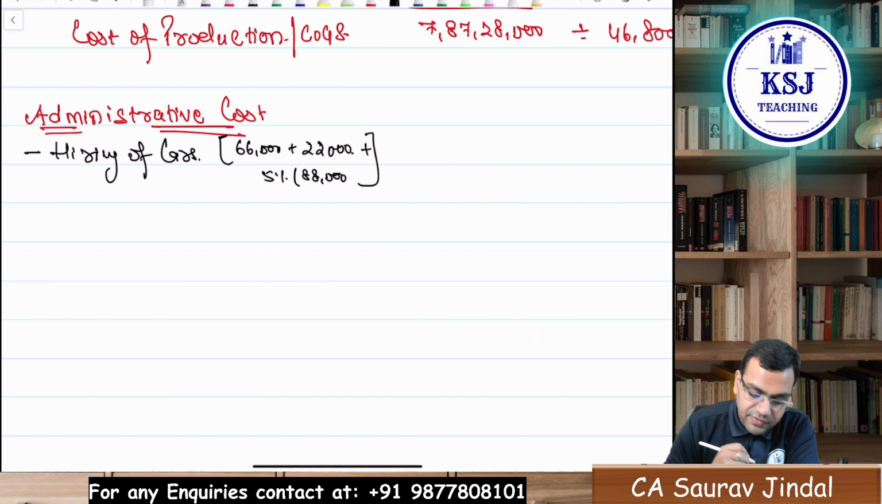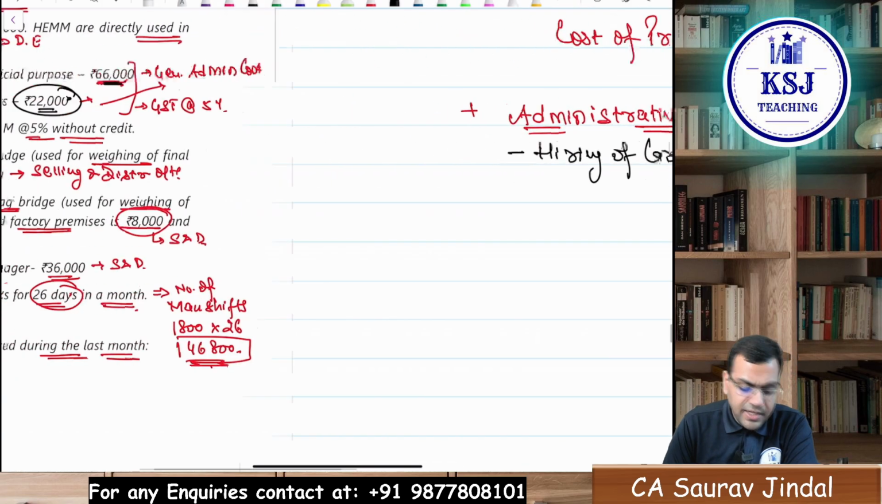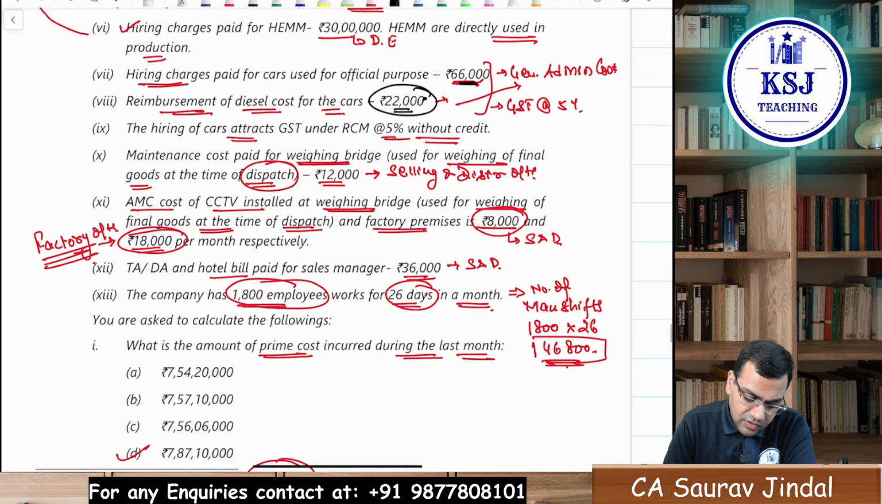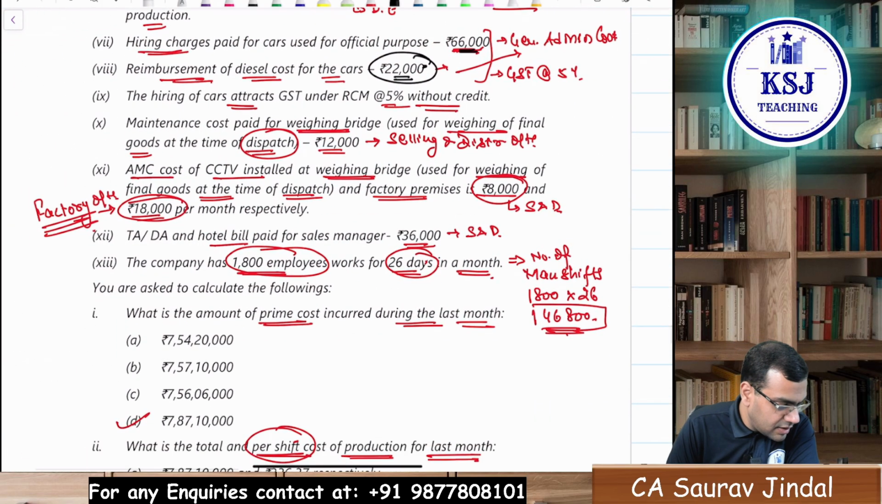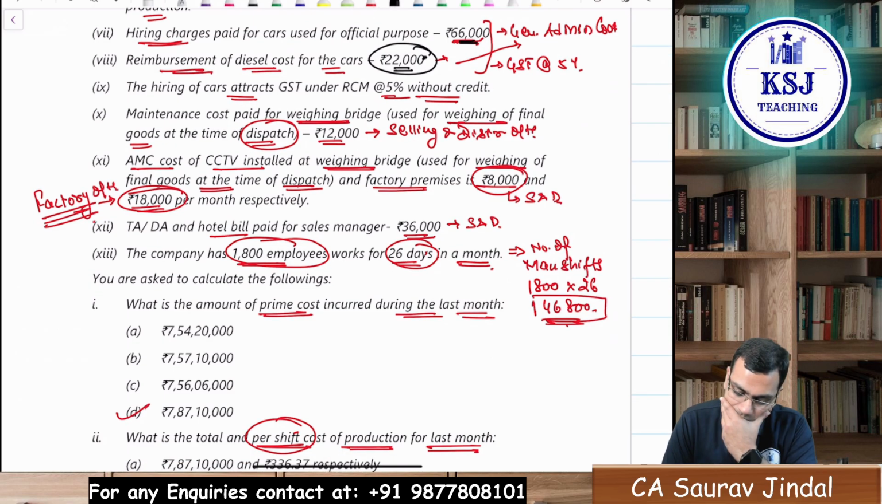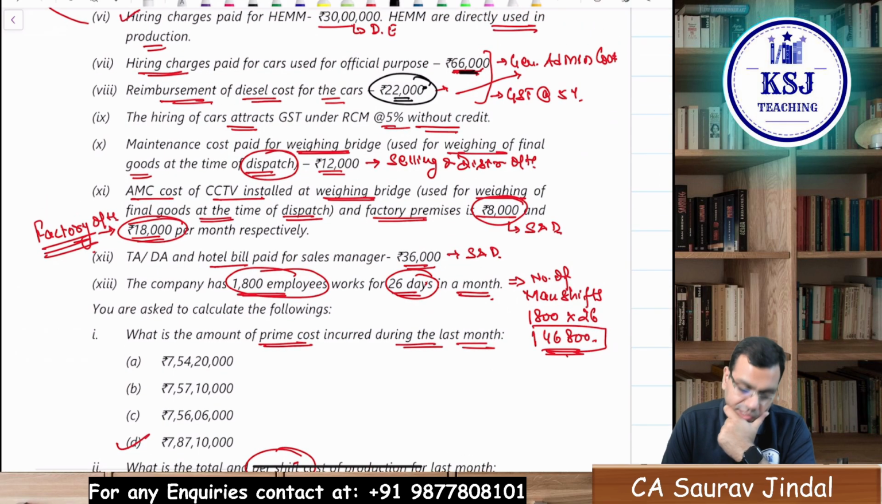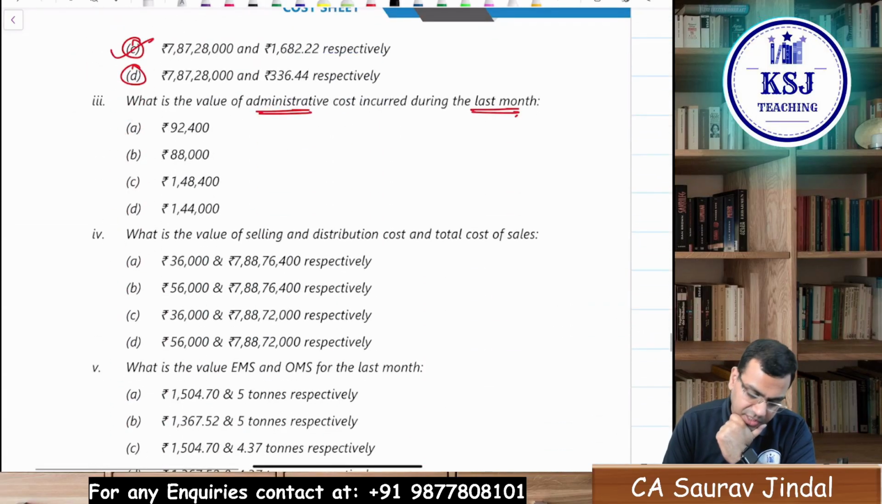Right. So this will be the cost that you will be paying. That will come to 92,400. Anything else in the administrative cost, or is that it? I don't think so. That's the only thing, sir. Let's see if we have the option. Yes, we have the option. That is option A, 92,400.